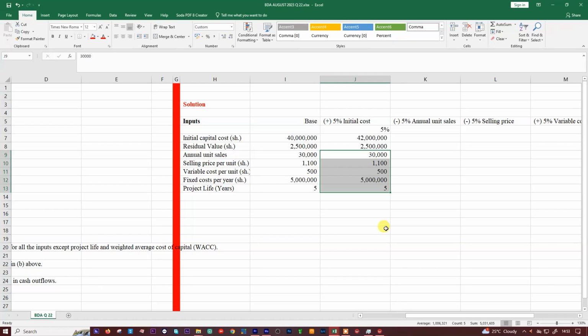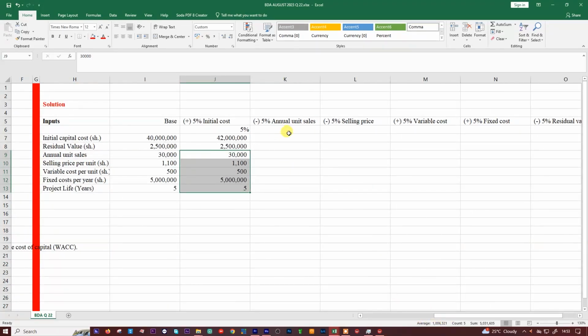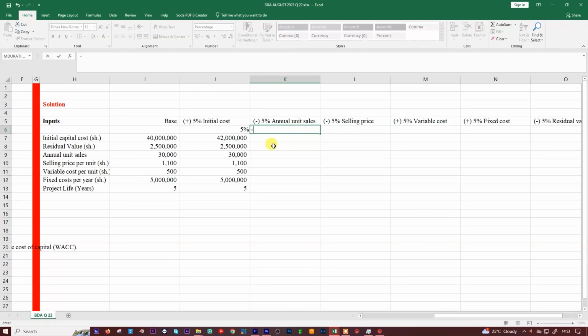So if that's the case, what happens when we have a decrease in unit sales? A 5% decrease in unit sales, because we're saying from the question right here: carry out a sensitivity analysis for the NPV assuming adverse variance of 5% for all the inputs except the project life and weighted average cost of capital. So we want to put adverse effects over here. So we are going to have negative 5% like that. You can see it's even indicated to us over here. Now we're saying we increased it from this to this based on the 5%, but now it's going to come down.